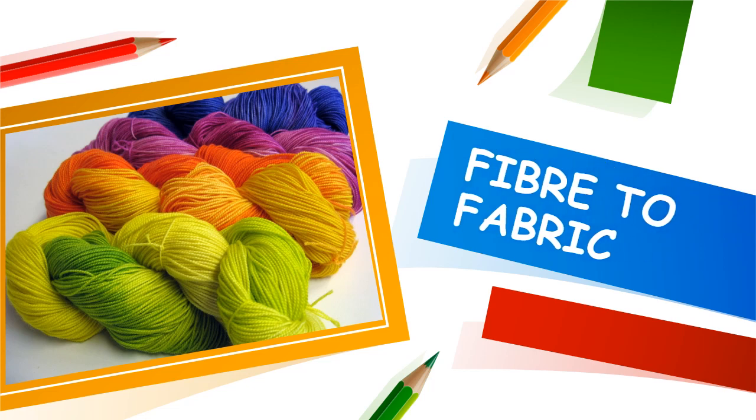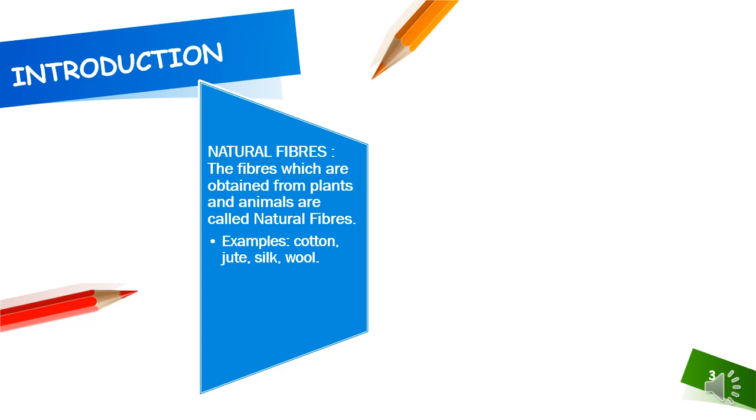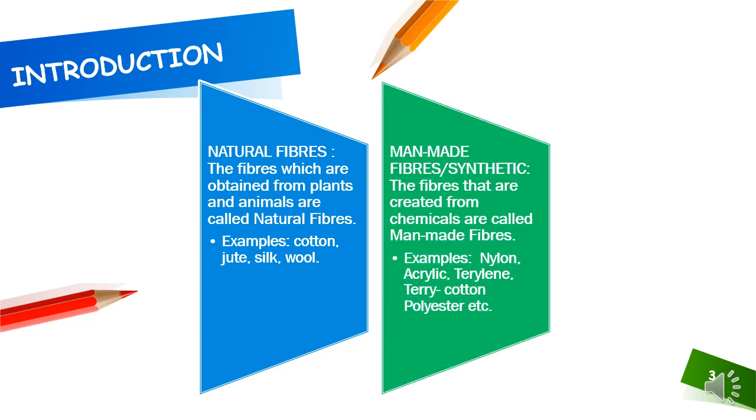In this module, we will be learning about fiber to fabric, chapter 3 of class 7 science textbook. To start with the introduction of the chapter, we have natural fibers. The fibers which are obtained from plants and animals are called natural fibers.